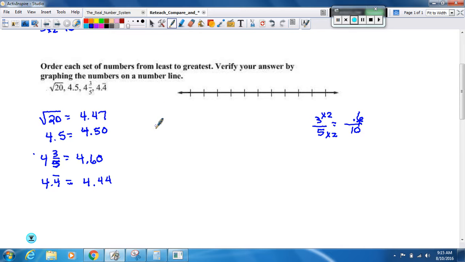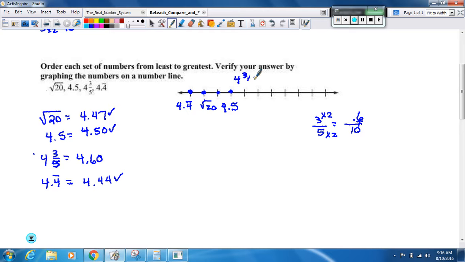Once you get it figured out in standards of money, like you're easier to think of, then you can go from the smallest to the biggest. So the smallest one would be $4.44. You want to put it on your number line exactly like it was in the original problem. So 4.4 repeating. Okay, the next one is $4.47. So that's the square root of 20. $4.50 would be, so that's going to be 4.5 like it was originally. And then $4.60, I ran out of space, so I'll put it up here.